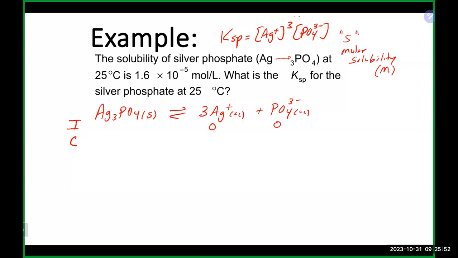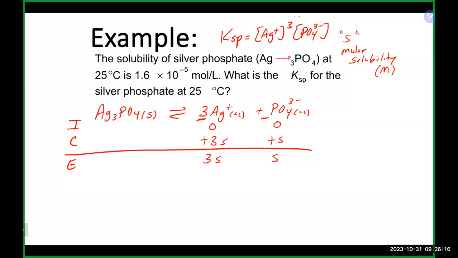And that is basically the molarity of what we're looking at. We do it the same way as we do X, which means we still need to take into account the coefficients. So this would be plus 3s, and this would be plus s. That means when we come to equilibrium, this would be 3s and s. Any questions on the ICE table?